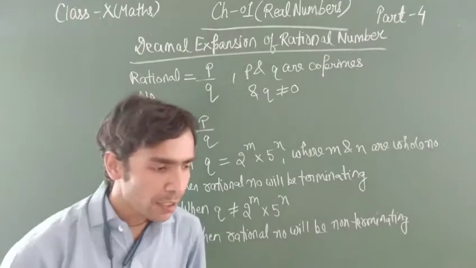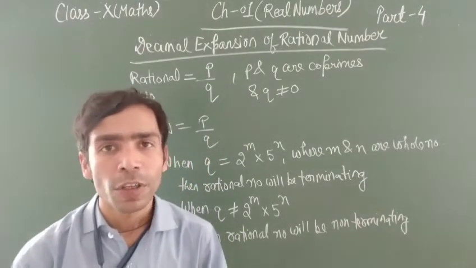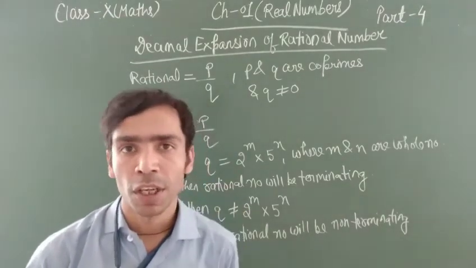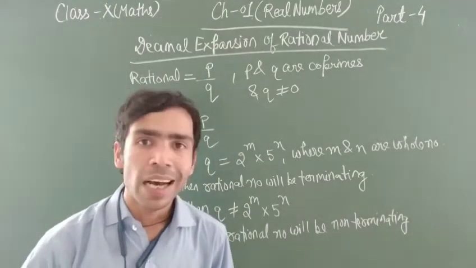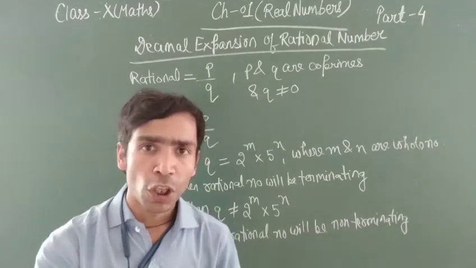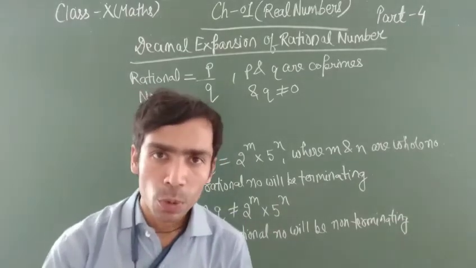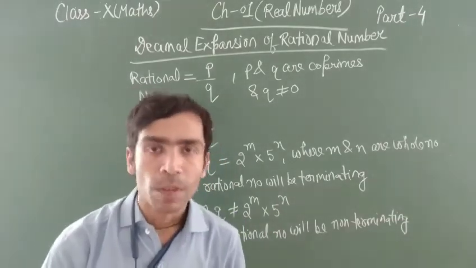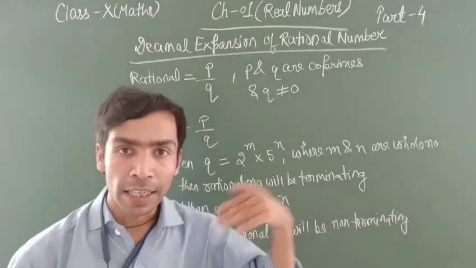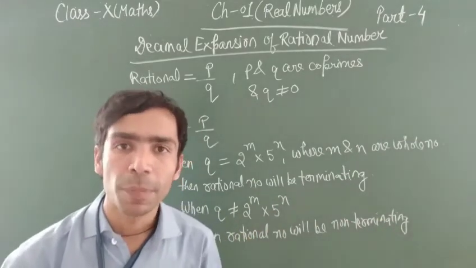In simple words, when you have to check whether a given number is terminating or non-terminating, you just have to do the prime factorization of the denominator of the rational number. And in the prime factorization of the denominator, if only 2, or 5, or both come together, and nothing else comes in spite of these two numbers, then we can say that the number will be terminating.